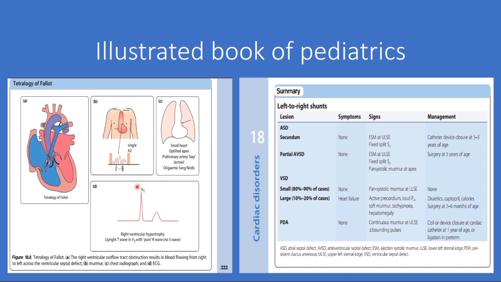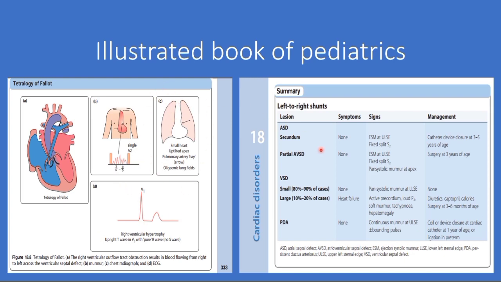In picture B, you can see the signs of the tetralogy of Fallot. You can see an ejection systolic murmur at the right upper sternal edge and a single A2 sound. In diagram C, the chest X-ray shows oligaemic lung fields and a boot-shaped heart. In the ECG, right ventricular hypertrophy is showing in V1 with a prominent R wave. So all the features of tetralogy of Fallot are beautifully defined in a small diagram: initially components, then signs, then the chest X-ray, then the ECG.